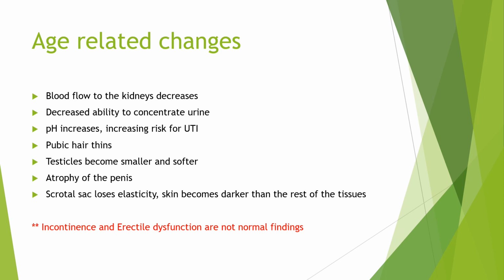Pubic hair thins. The testicles become smaller and softer. There's atrophy of the penis. The scrotal sac loses elasticity. The skin becomes darker than the rest of the tissues.